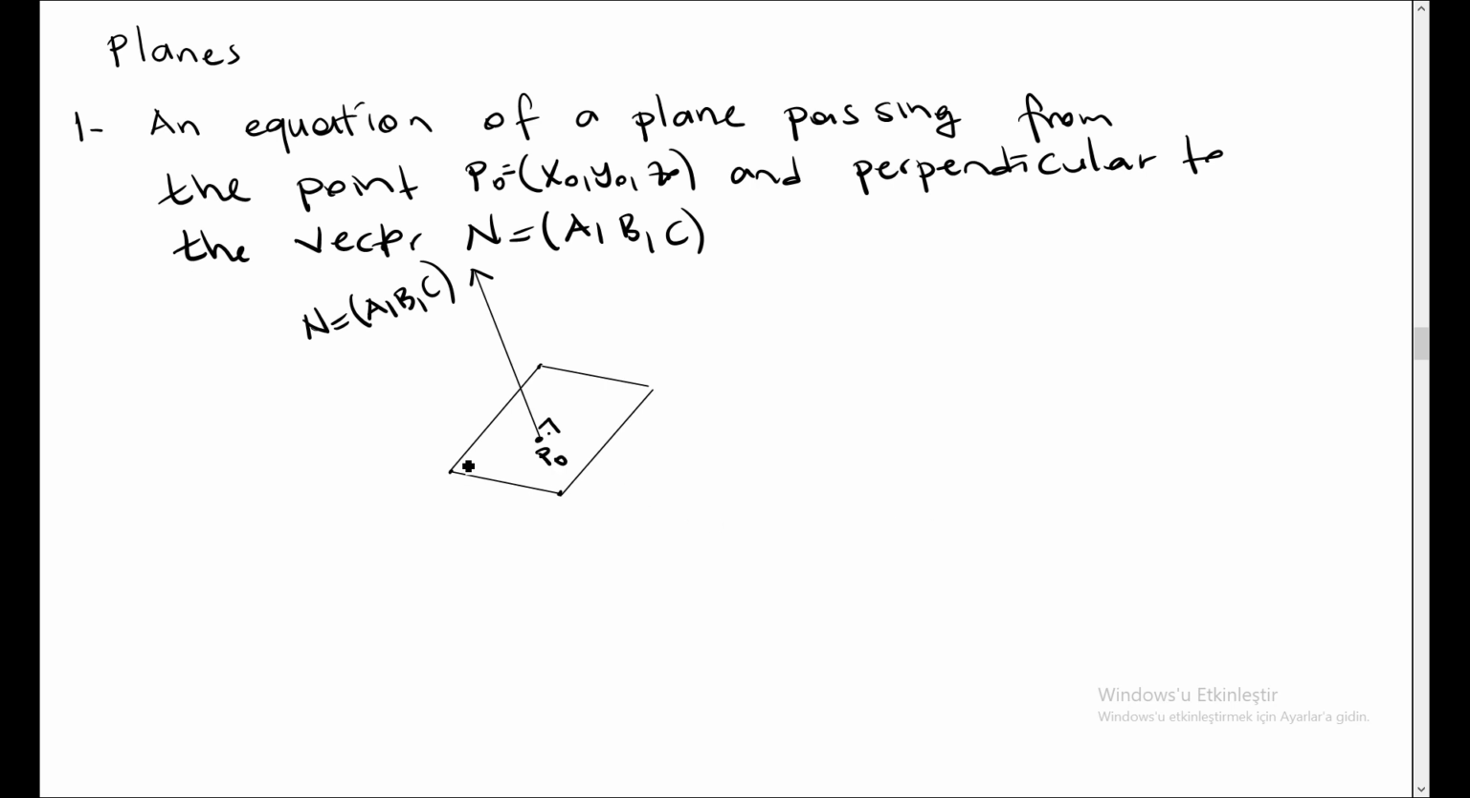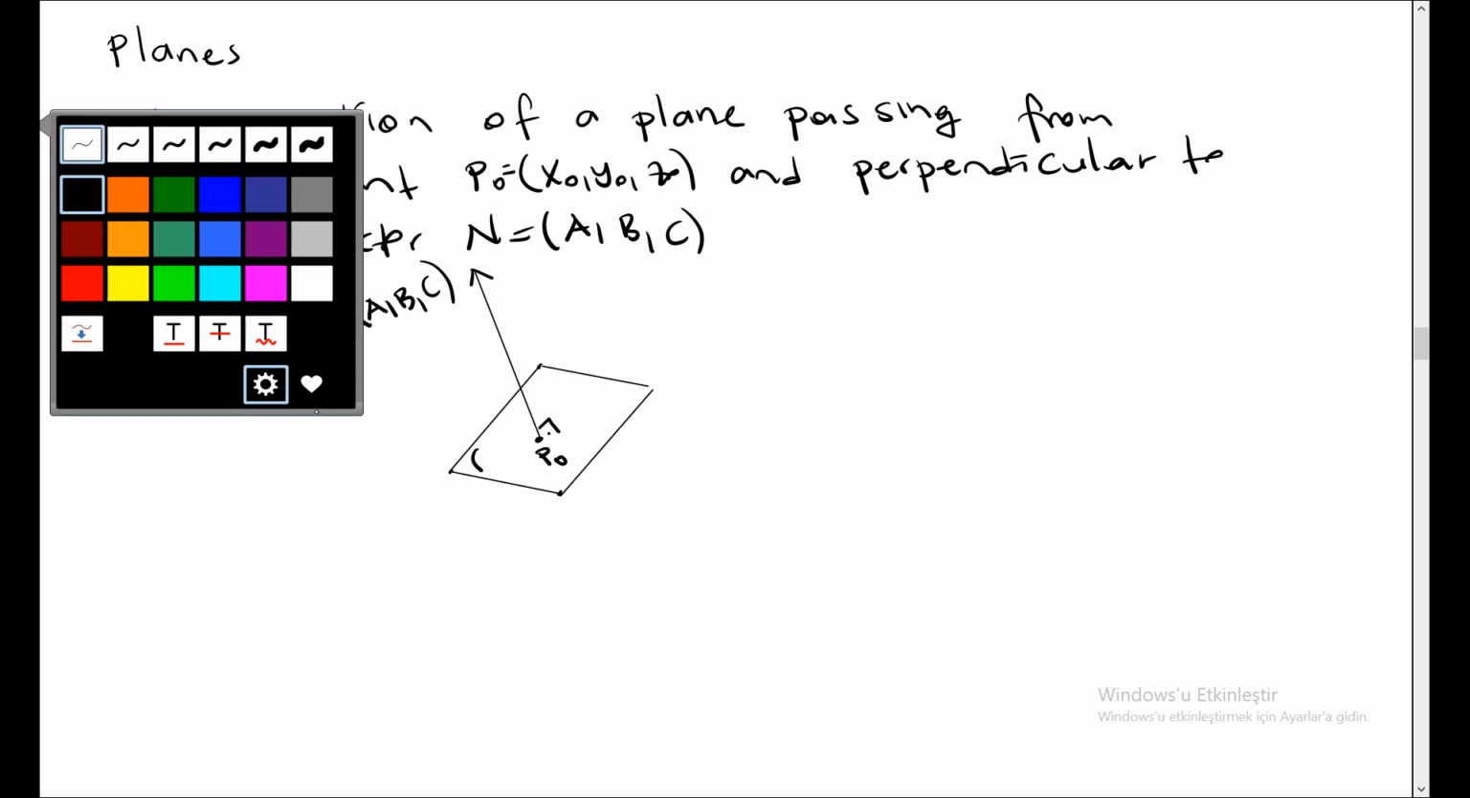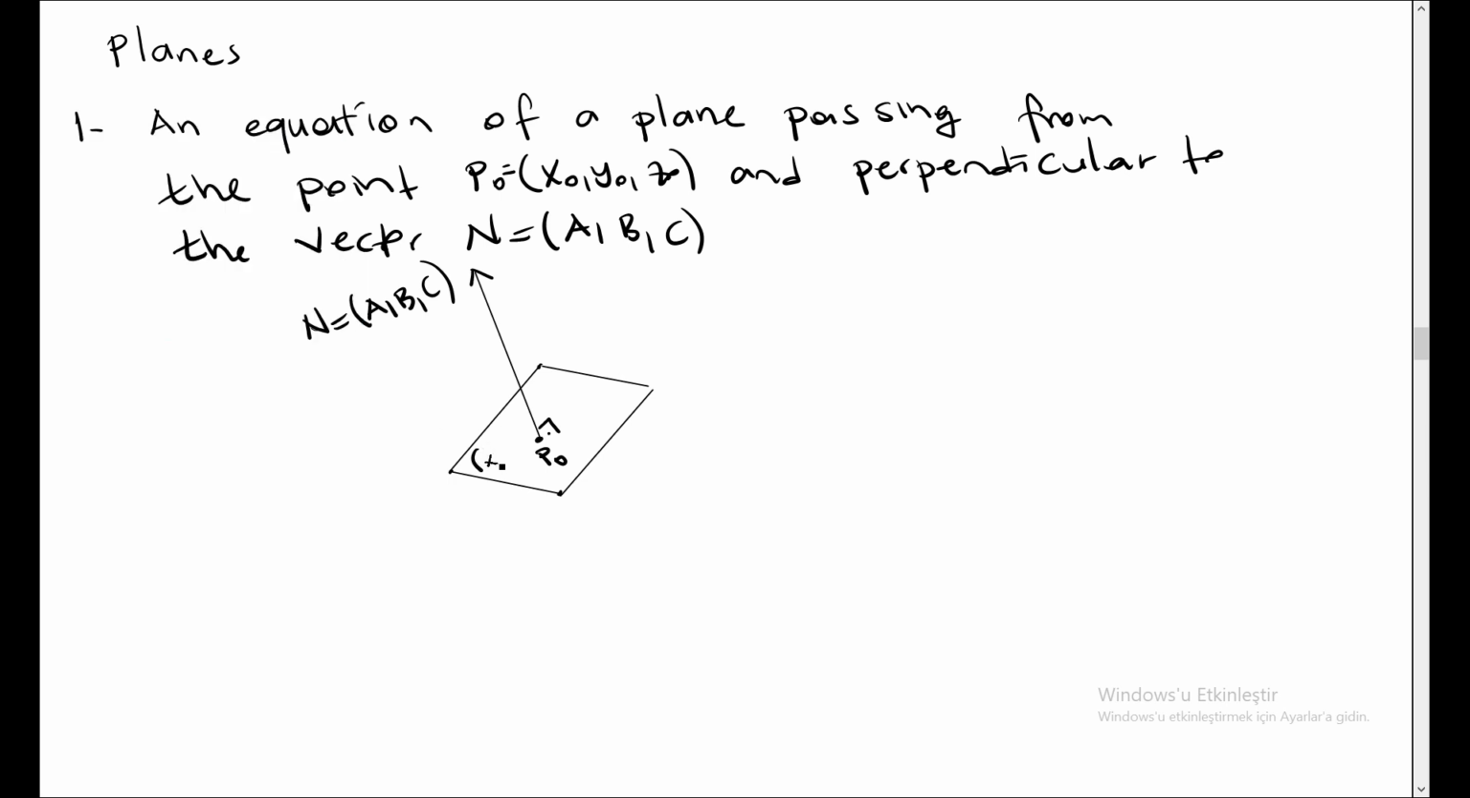So we know that it is x sub 0, y sub 0, and z sub 0. This is P sub 0. And then we are trying to find these equations. So let's say we have this P here. P is an arbitrary point, okay? x, y, z.